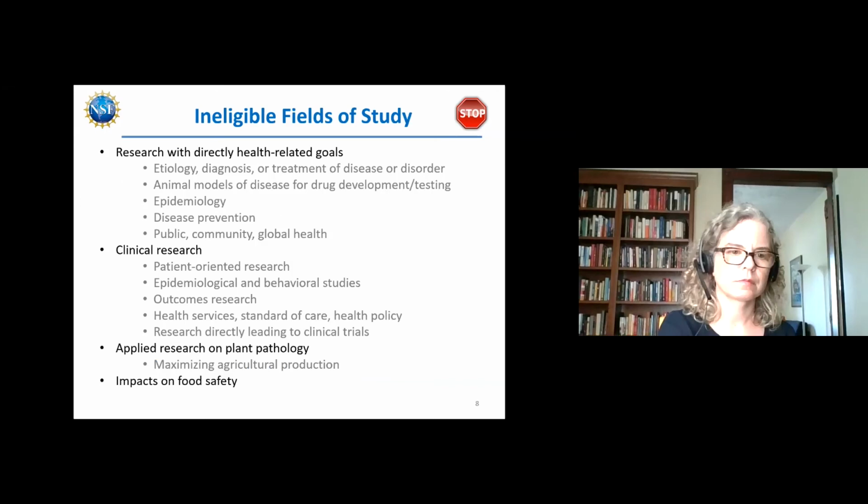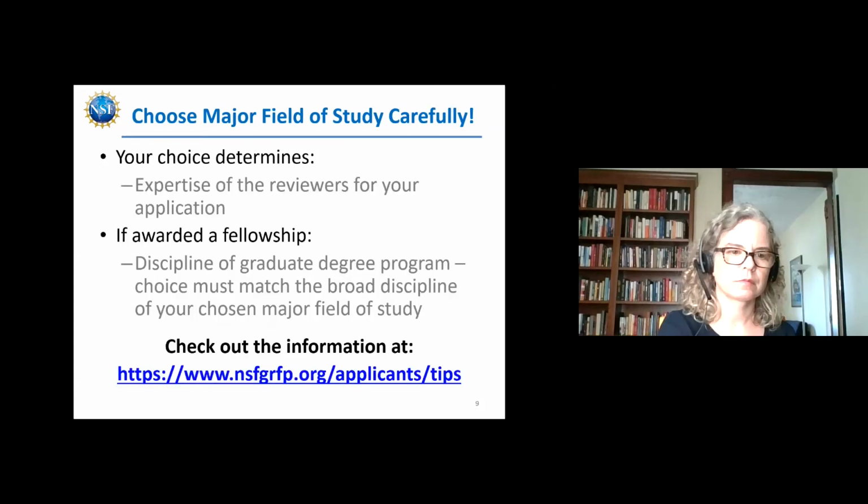Ineligible fields of study include research with directly health-related goals, such as disease prevention, public health, global health, animal models for disease, for drug development and testing, clinical research such as outcomes research or health services, standard of care or health policy, and research that directly leads into clinical trials. Also applied research on plant pathology, such as maximizing agricultural production and impacts on food safety. Again, for a complete list, we suggest that you go to the solicitation.